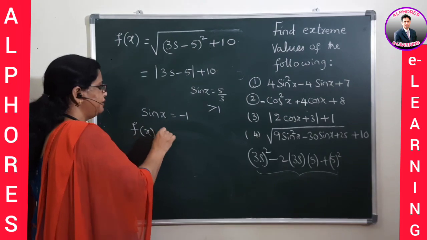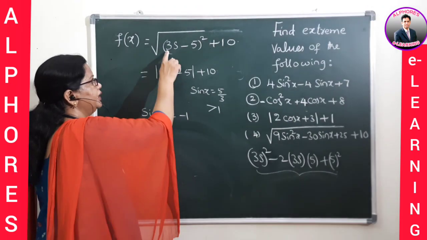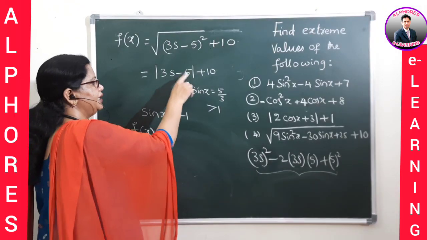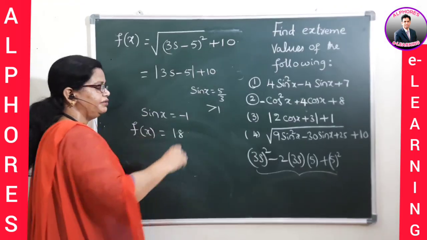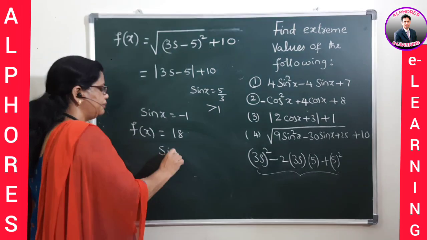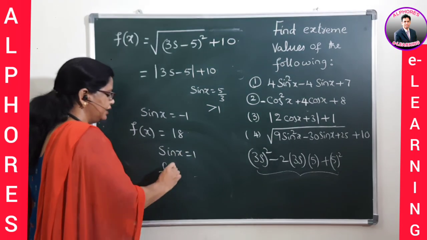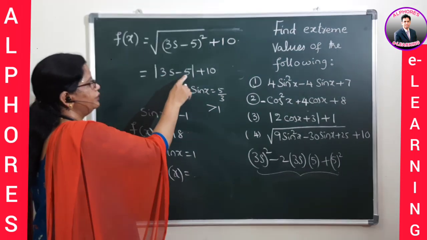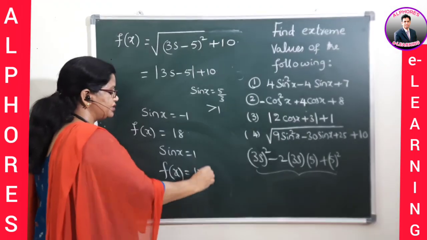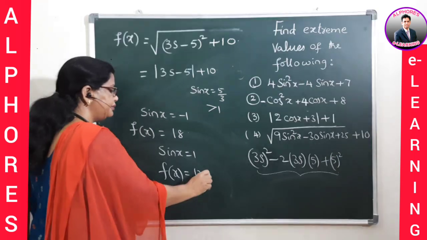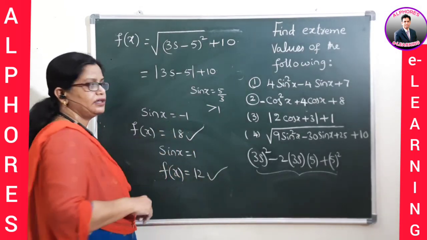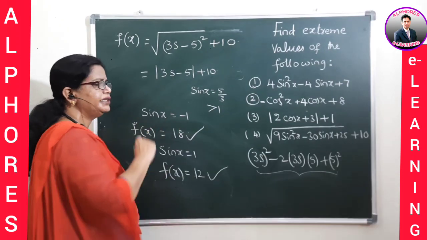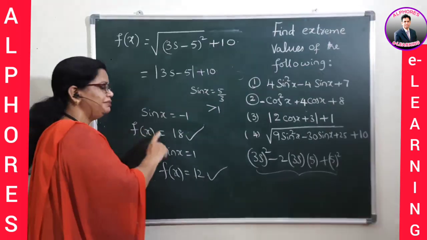Then what is f of x if I substitute this value? It is nothing but minus 3 minus 5. So, it is minus 8. So, here 18 value you are getting. When sin x is plus 1, suppose if I am considering, then what is the f of x value you are getting? F of x is here 2 plus 10. So, it is 12. So, students, the minimum is 12 here. Maximum is how much here? 18.